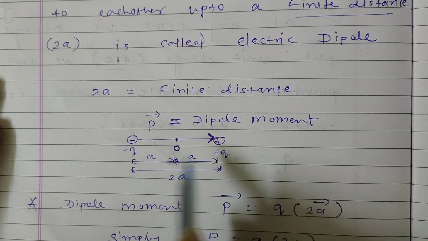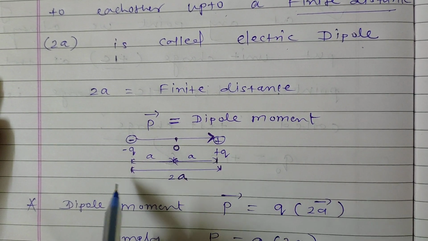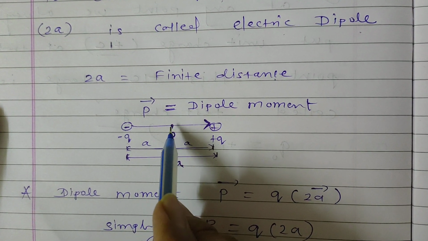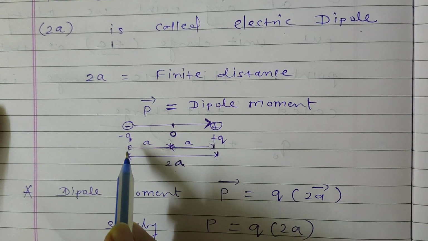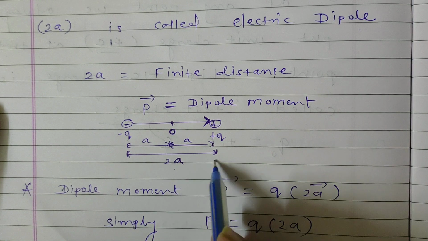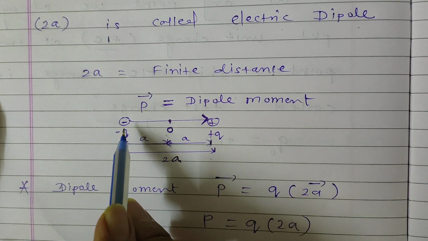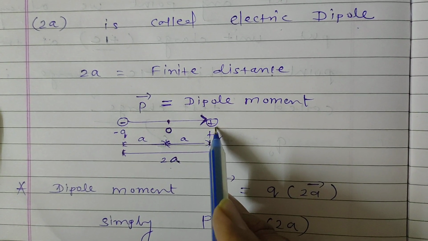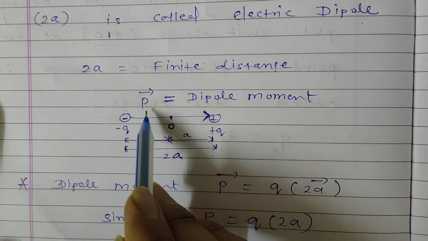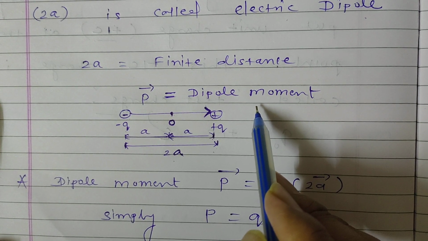is plus q. So the amount of charges is the same, but one of them is negative, one of them is positive, and they are separated up to a finite distance 2a. That is the center point of this system. So this is a, that one is also a, so total becomes 2a. But the arrow is from minus q charge to the plus q charge. This arrow indicates a physical quantity which is known as dipole moment.